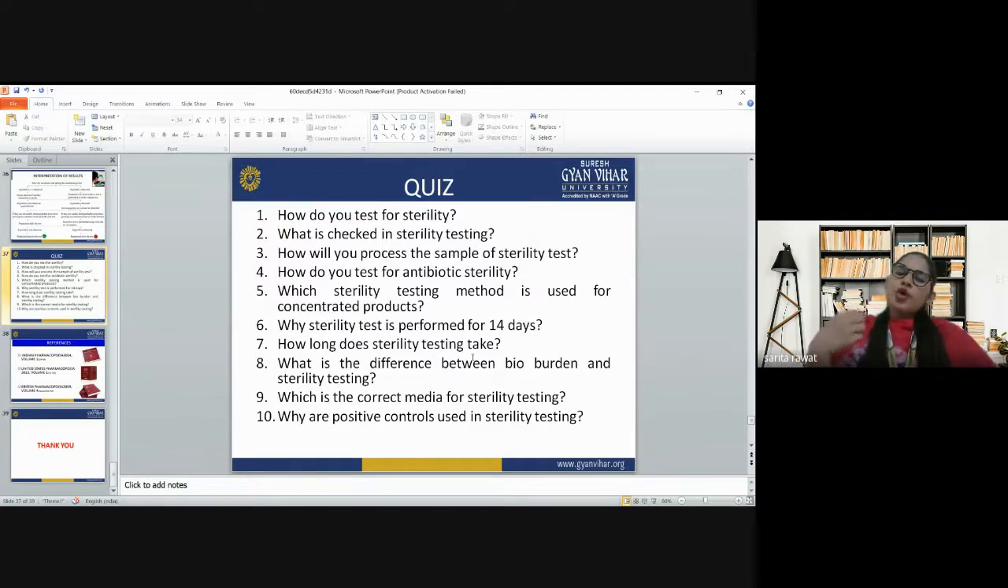So these are some common questions related to this particular lecture, sterility testing of the product. These are very simple questions, and we have covered all of them in our lecture. Going through the lecture, you will easily be able to know these answers.